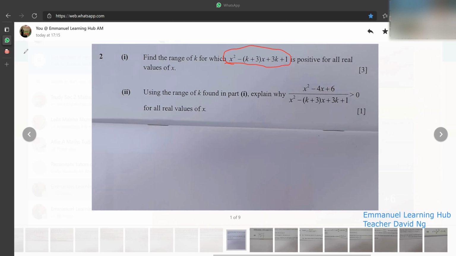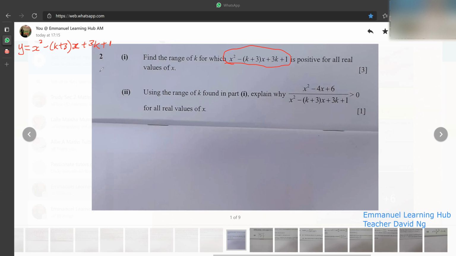That means my y is x squared minus (k plus 3)x plus 3k plus 1. This is my y. I'm going to find the range of k for which my y is positive for all real values of x.